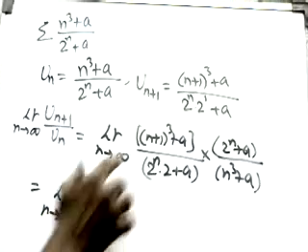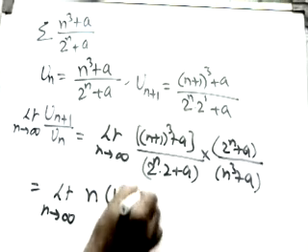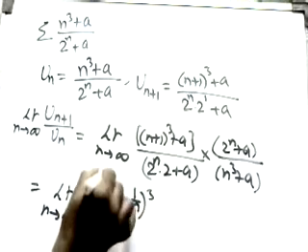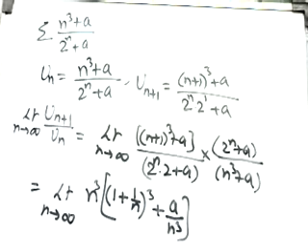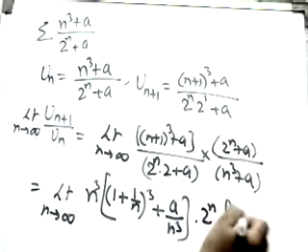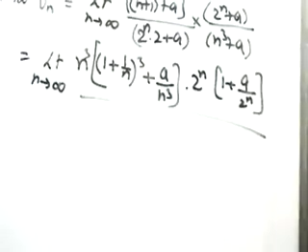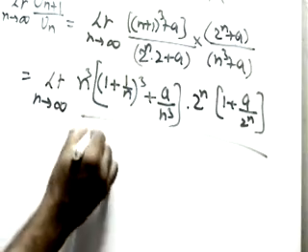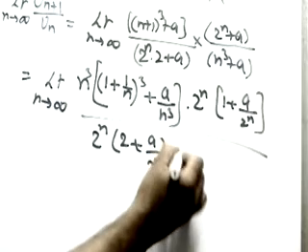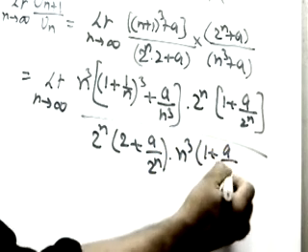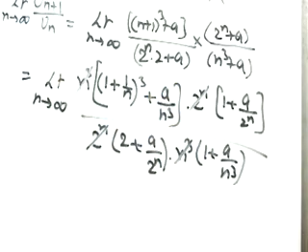Now watch carefully how to take the common here. Limit n tends to infinity. You take n cube common from here. If you take n common, it will be 1 plus 1 by n, and because we have cube, we have to write cube also. Taking common here also, it will become a by n cube. You take 2 power n common here, and what is left is 2 plus a by 2 power n. Here you take n cube common. What is left here is 1 plus a by n cube. Now 2 power n and 2 power n get cancelled, and n cube and n cube get cancelled.